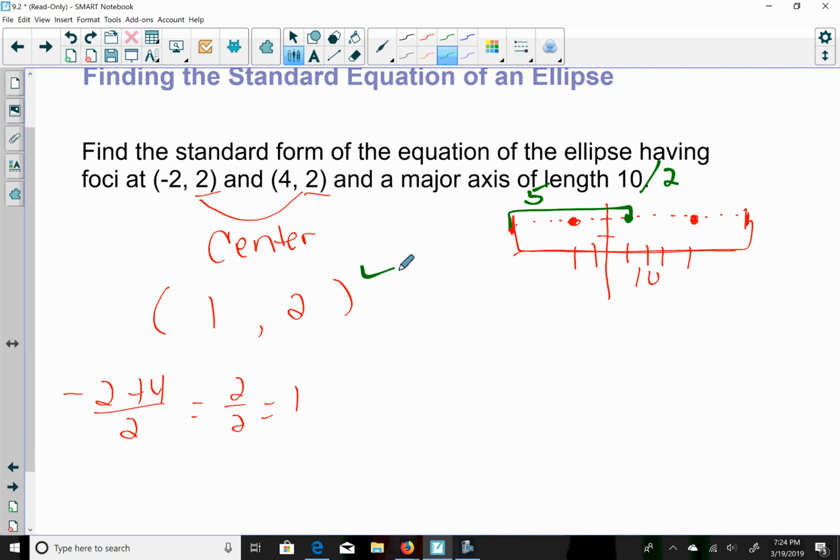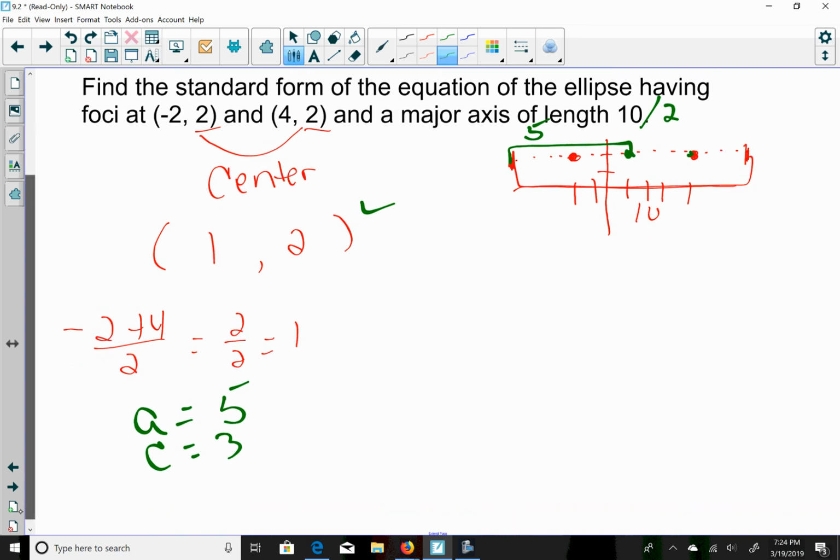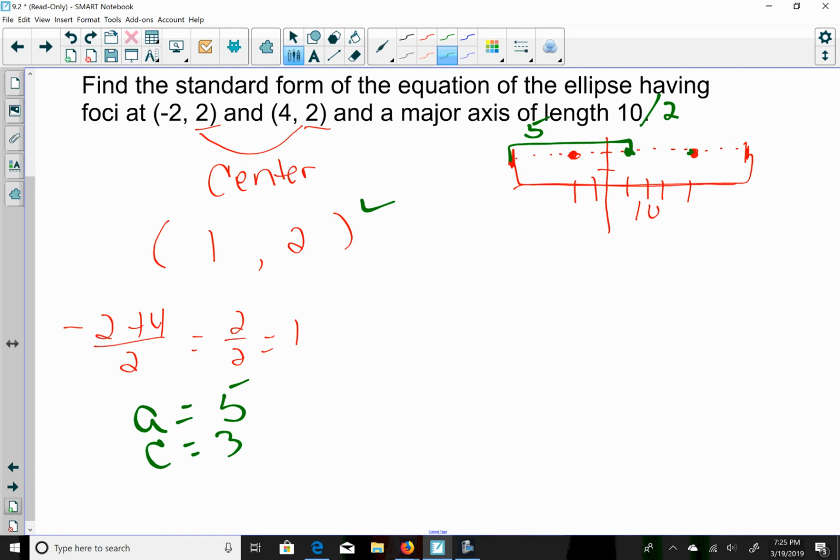So here's what I know just from that piece of information. I know my center is 1, 2. I know my a, the distance from my center to a major vertex, is going to be 5. I can also figure out my c, which is the distance from my center to my foci, and I can count that, 1, 2, 3, or I could have taken 4 minus 1, or -2 minus 1, and I would have gotten a distance of 3, because again, it's a distance that has to be a positive number. So now I can start writing my equation.